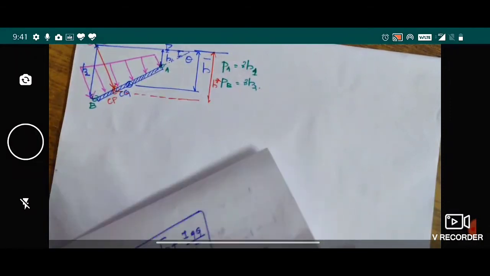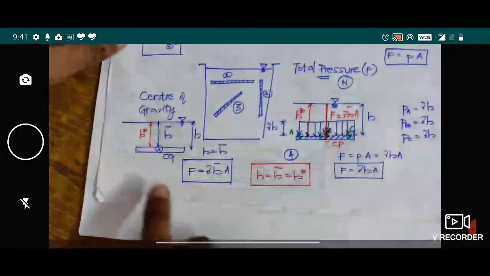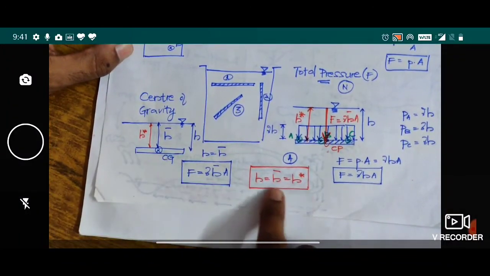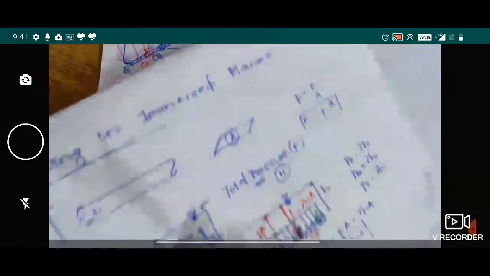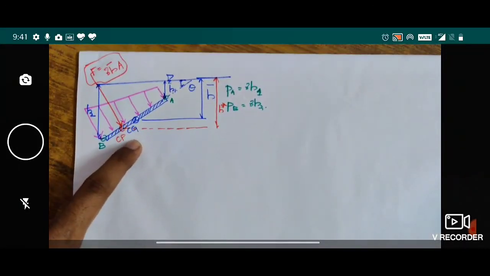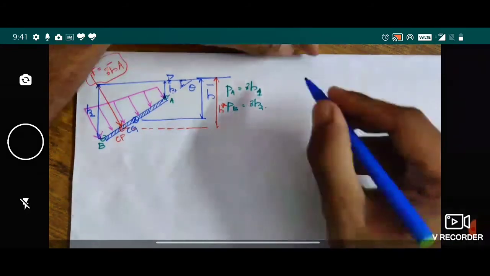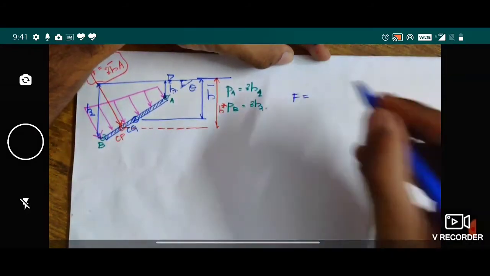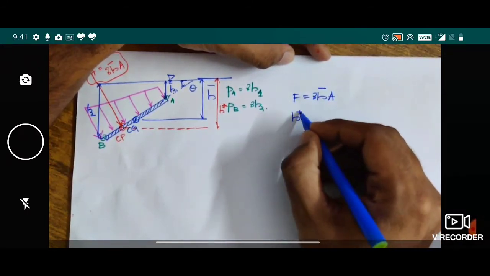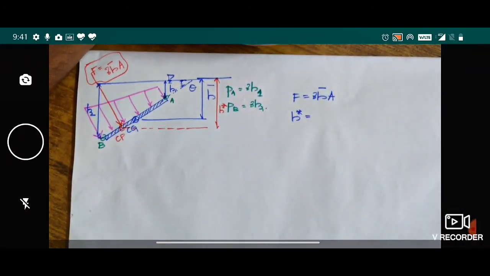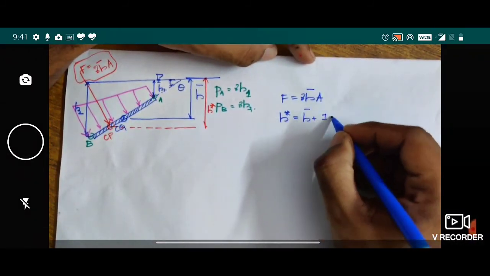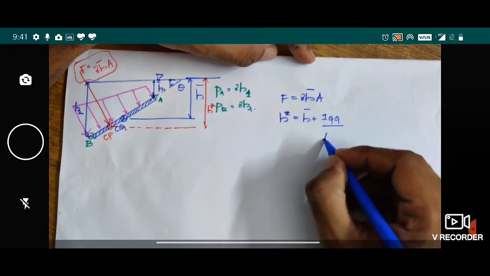Only in the case of a horizontal plane, both were the same. Both were at the same location. In all other cases, your center of pressure will be below the center of gravity. That also you have to keep in mind. Here also, the equation for total pressure is the same: gamma into h bar into A. No change. But to find the location of the center of pressure, it is h bar plus Igg by A h bar.